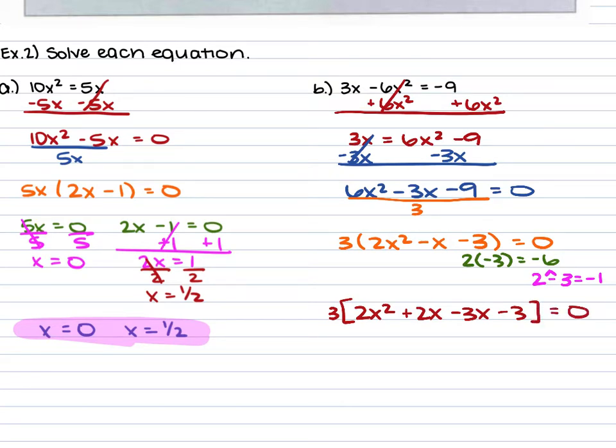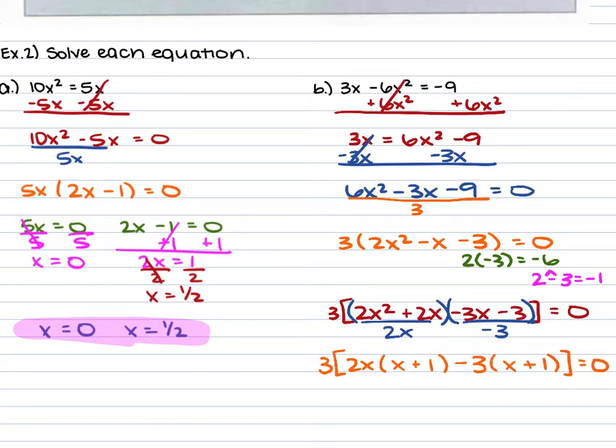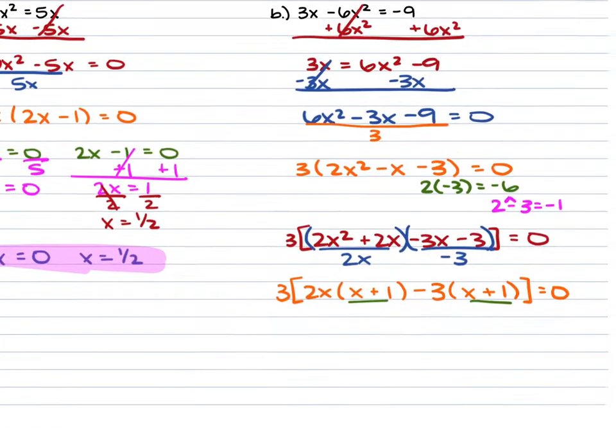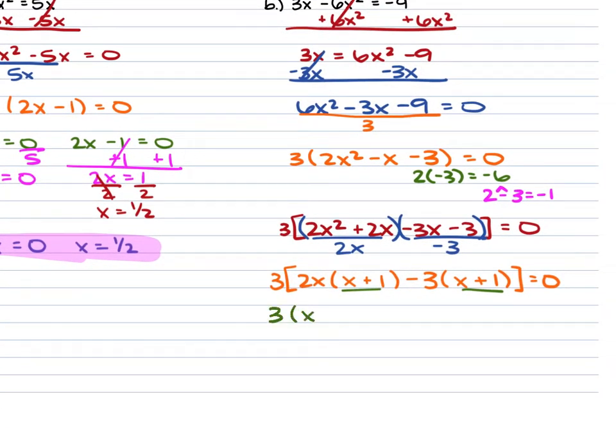When I look at those brackets, I do have 4 terms, so I'm going to factor by grouping. Put a set of parentheses around the first 2, put a set of parentheses around the last 2. The first 2 terms I can factor out a 2x. The second 2 terms I can factor out a negative 3. So this is going to leave us with 3 times 2x times x plus 1 minus 3 times x plus 1. Our 2 sets of parentheses are the same. So this is going to give us 3 times x plus 1 times 2x minus 3 is equal to 0.